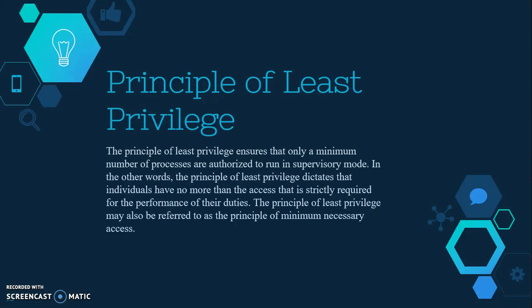Principle of least privilege. The principle of least privilege ensures that only a minimum number of processes are authorized to run in supervisory mode. In other words, the principle of least privilege dictates that individuals have no more than the access that is strictly required for the performance of their duties. The principle of least privilege may also be referred to as the principle of minimum necessary access.